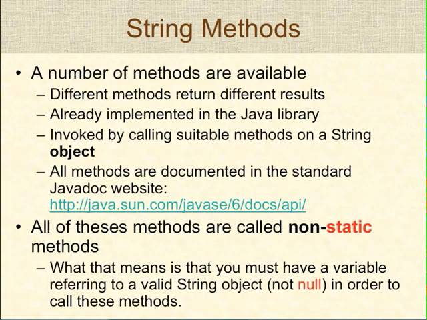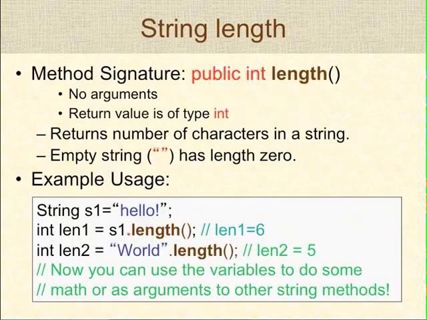Now there's a number of methods available that are part of the string class, and actually all those methods are described in the Java doc for the string class. A lot of the methods are non-static, which means that you have to instantiate the object in order to call the method. So one such method is the length operation. If I have a string s1 instantiated as hello, s1.length would give me the length of the string.